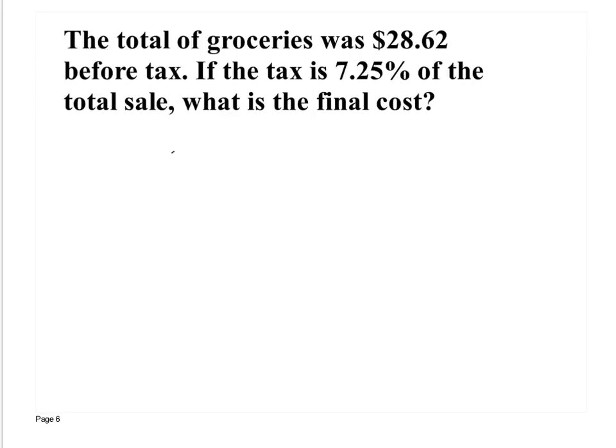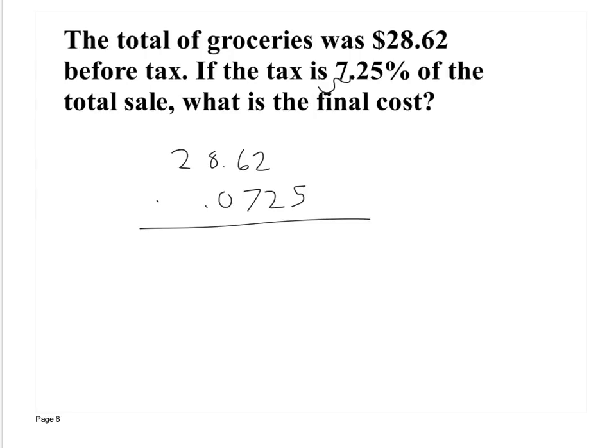I take $28.62, what they call the total before the tax. Okay, they call it subtotal. You'll see that on receipts. And they times it by the tax, which is a percent. So I don't times it by 7.25. I actually have to move the decimal 2 times and make it a decimal, because it's a percentage, and you can't times by percentage. So I'm going to times that by 0.0725.